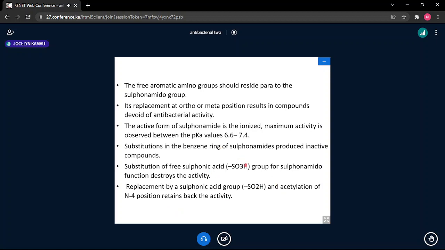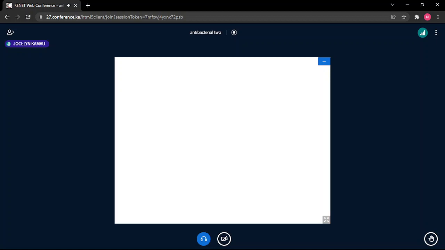So we are saying we can replace the sulfamoyl group with a sulfinic acid group, but not a sulfonic acid. If you replace it with the sulfonic acid, there is loss of activity, but you can replace it with the sulfinic acid with retention of activity. We did also mention you can do acetylation again with retention of activity.